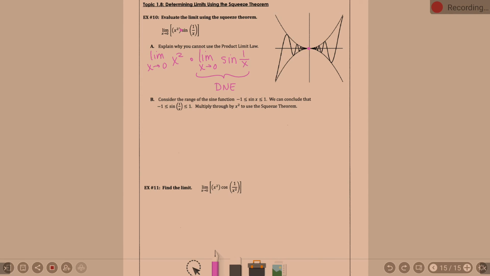Consider the range of the sine function. Okay, remember sine, it goes up, down, up, down, up, down, goes between 1 and negative 1, right? So we can conclude that sine of 1 over x goes from negative 1 to 1. Multiply through by x squared to use the squeeze theorem. And that would just end up showing that the outside limits are the same, and so the inside limit would be the same. There's a proof there. We're kind of out of time anyways, and that's what both of these are.